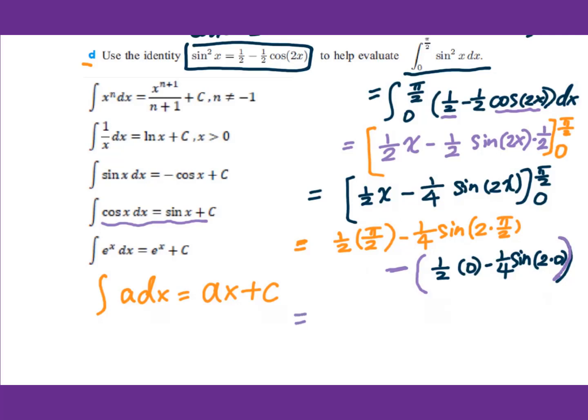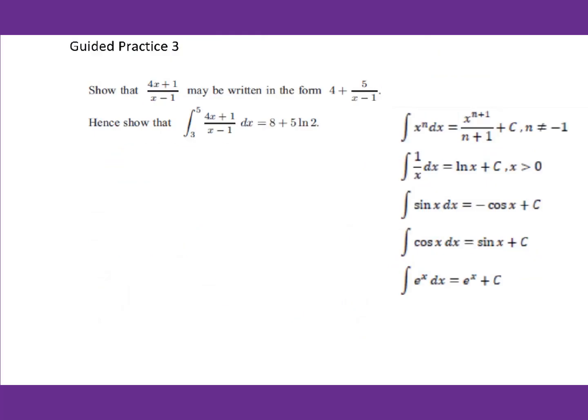Then we organize. This one, you will get pi over 4. Sin pi will be 0, so this will be 0. Then this is 0. Sin 0 is still 0. Therefore, pi over 4 will be the solution. Let's go to guided practice 3.